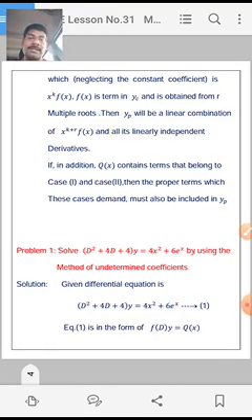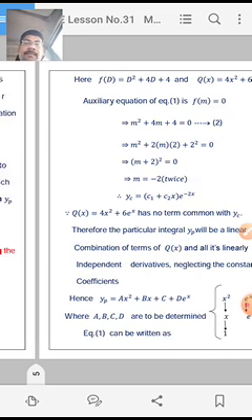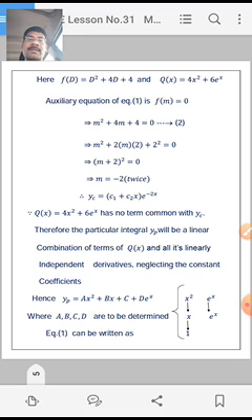Solve the differential equation (D^2 + 4D + 4)y = 4x^2 + 6e^x by using the method of undetermined coefficients. The given differential equation is (D^2 + 4D + 4)y = 4x^2 + 6e^x, an equation of the form f(D)y = q(x). Here f(D) = D^2 + 4D + 4 and q(x) = 4x^2 + 6e^x.